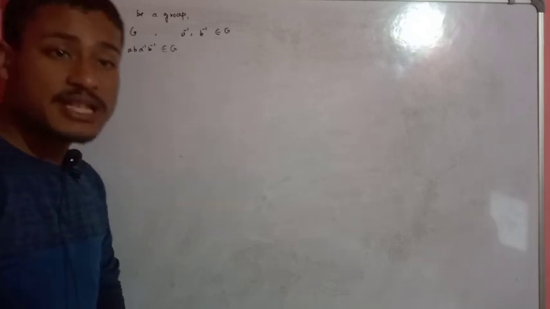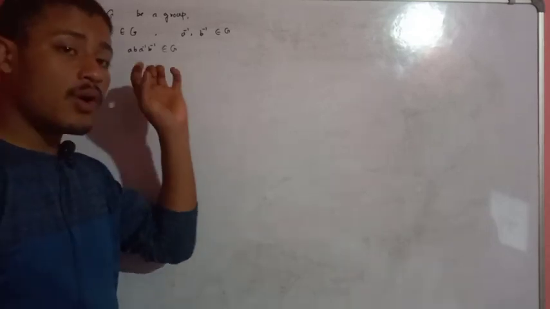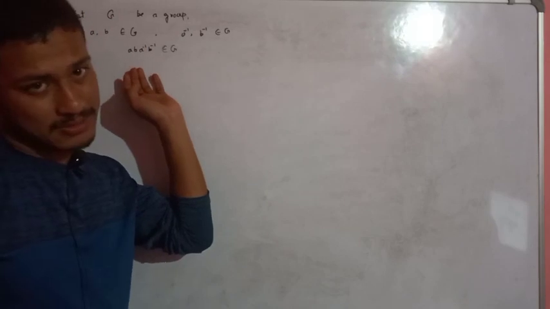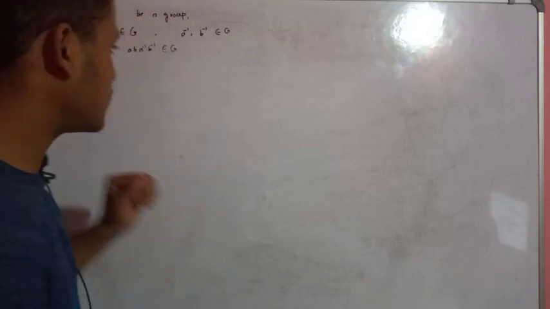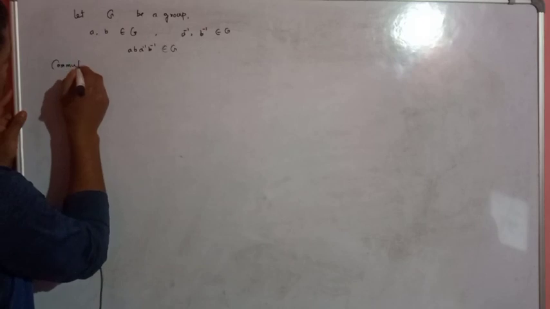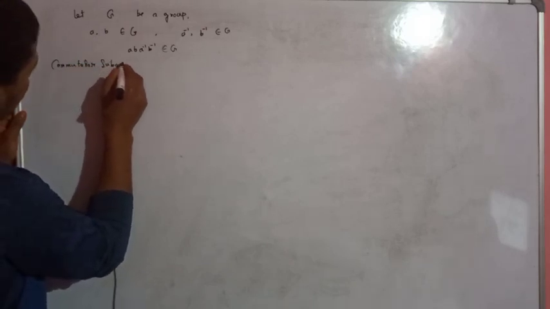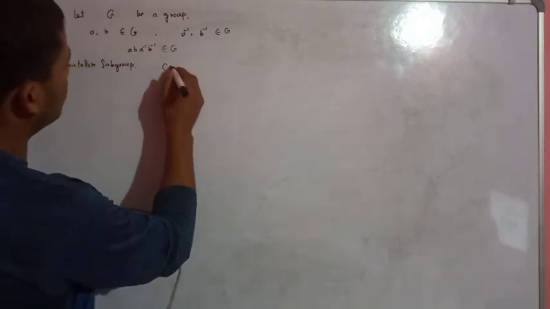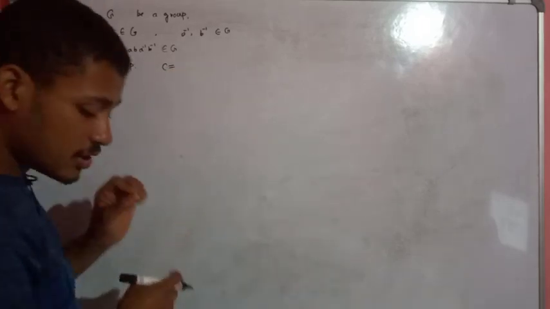Now let us discuss what a commutator subgroup is. The set of all commutators forms a group which is called the commutator subgroup. The set of all commutators of the group G is called the commutator subgroup.